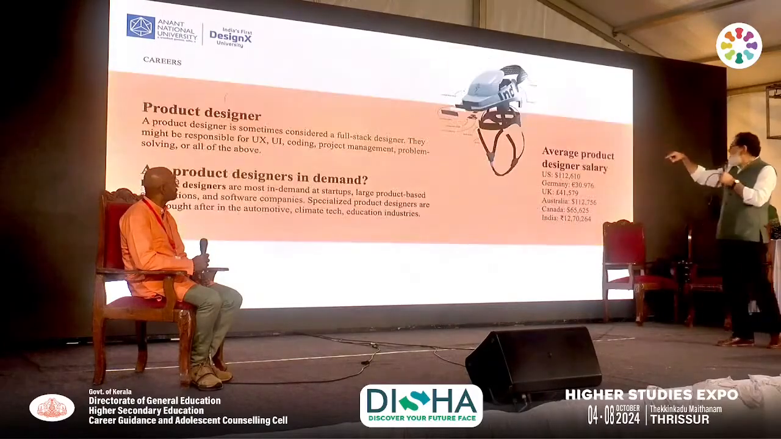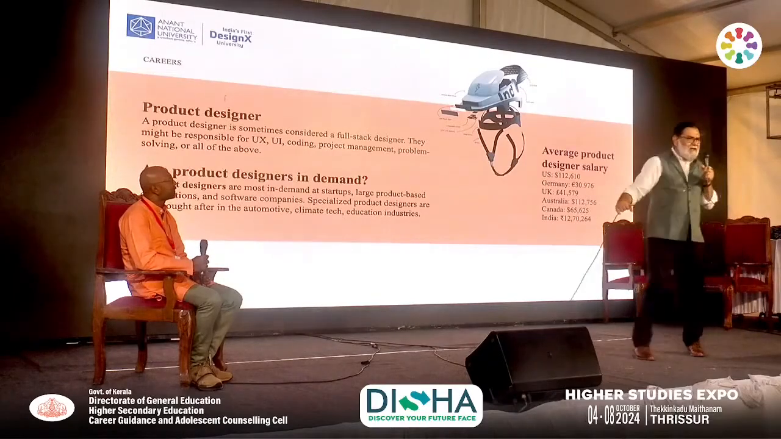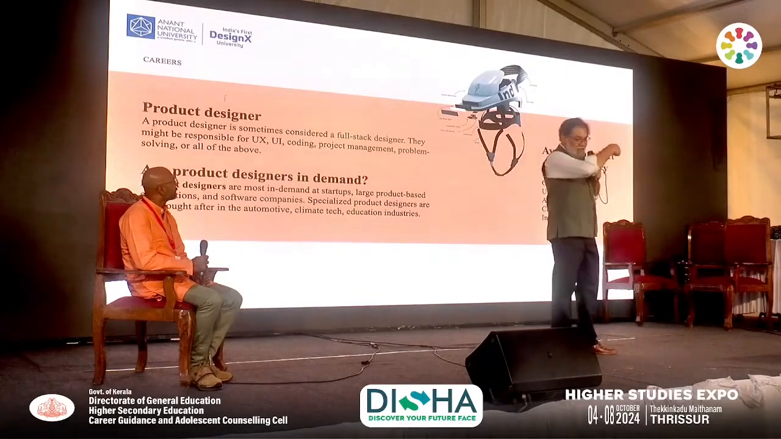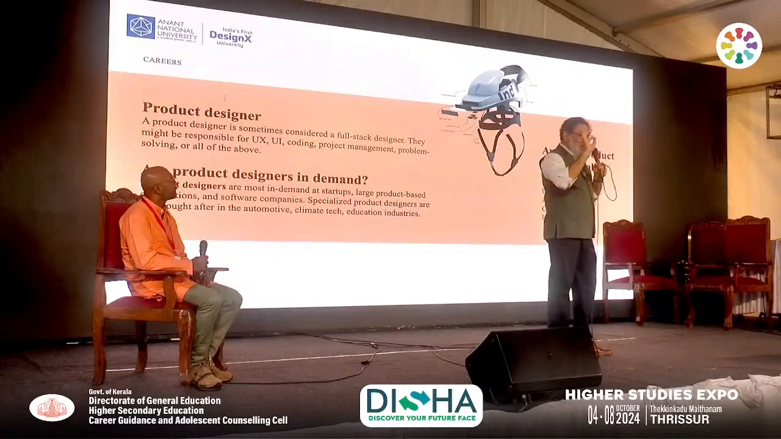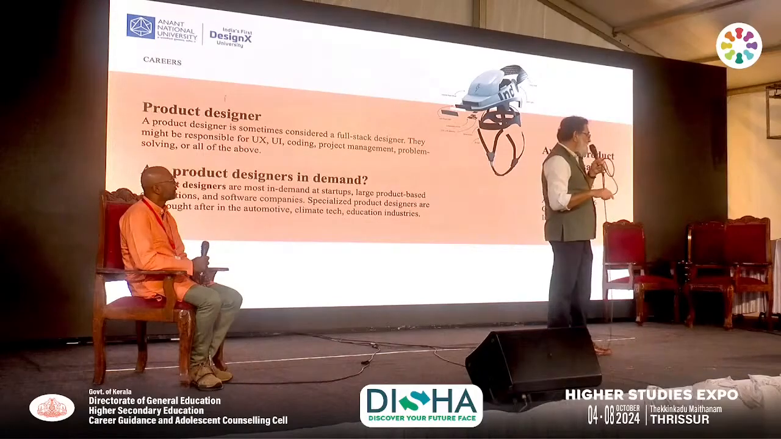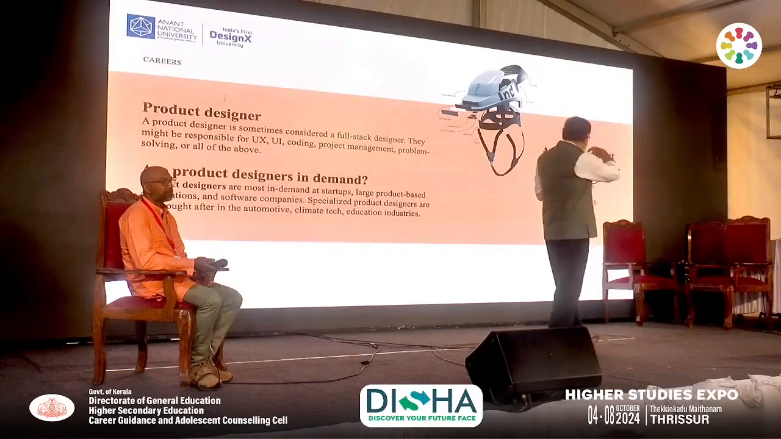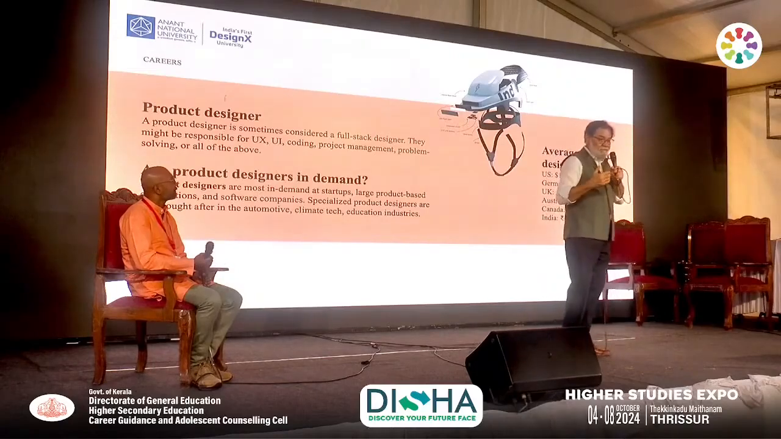So on the other side, you can see what each job currently pays. The data is latest. This is 2024. So in the US, an average product designer gets $100,000 a year. Do the maths. Multiply it with 80. What do you get? In India, the salary is close to 13 lakhs. And this is for a starter, if you're starting out.